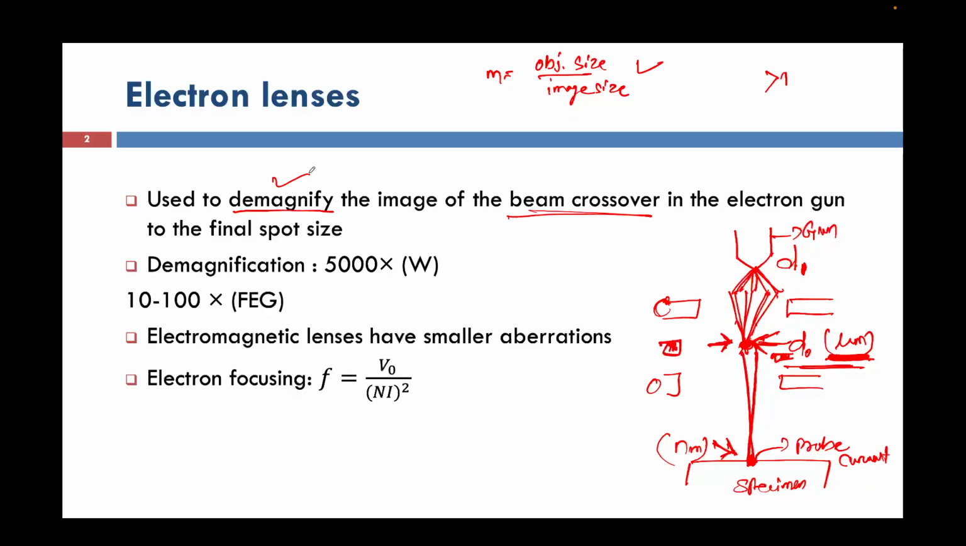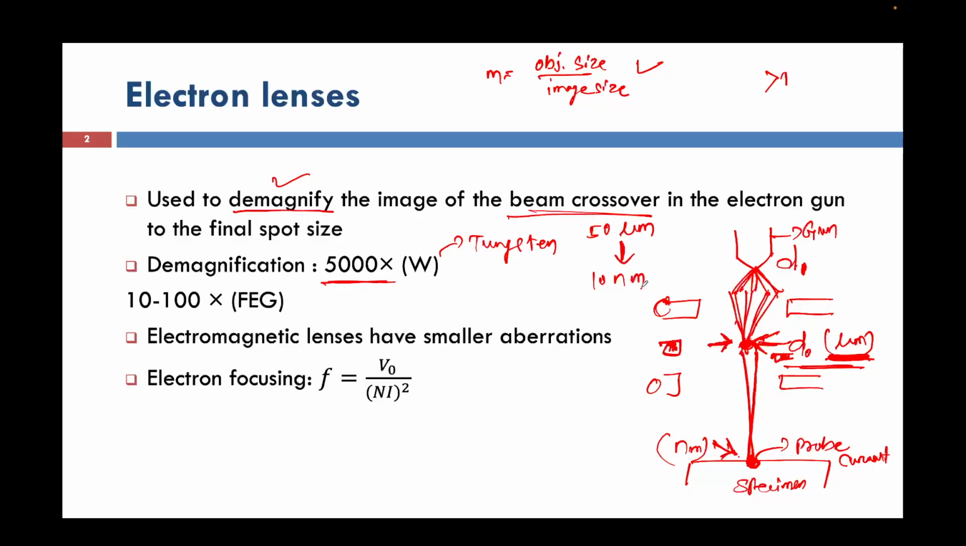And remember that this demagnification happens in the order of 1000. If I am talking in terms of tungsten, which is a thermionic source, the demagnification happens in the order of 5000x. If I take an example, for tungsten d0 will be in the order of 50 micrometer, but we know that the probe size, when it falls onto the sample, will be in the order of 10 nanometer. So this is what I mean by demagnification.